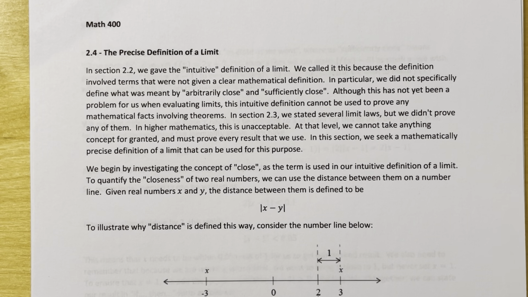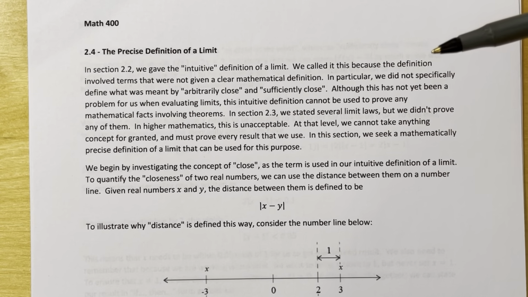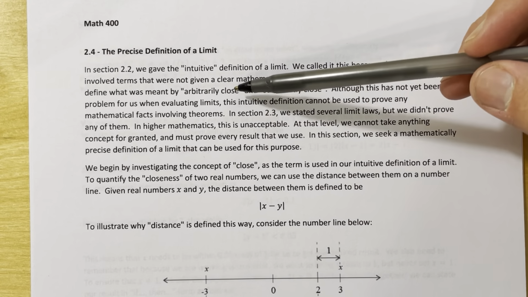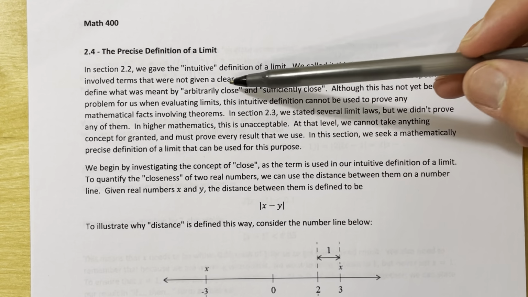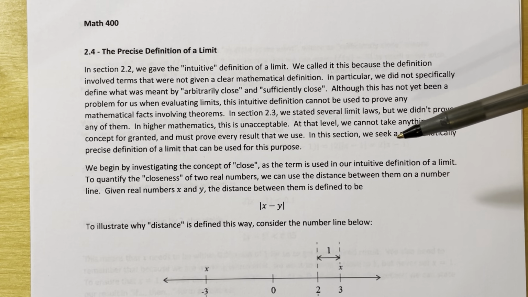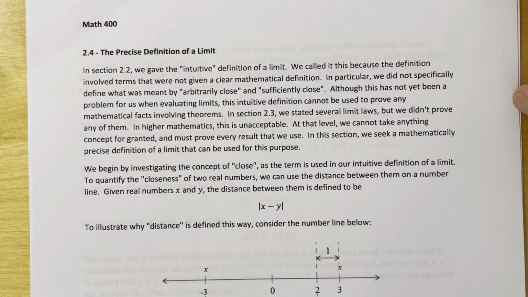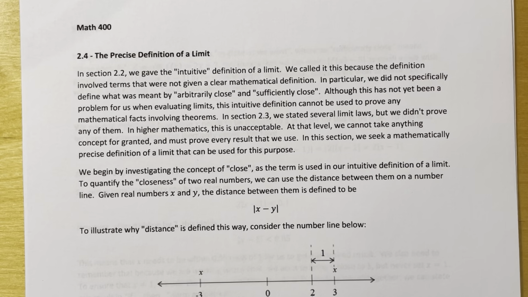Now, the reason we need to do this is because in section 2.2, we gave what we called the intuitive definition of the limit. And the reason for the word intuitive is because it had some vague terms in there. Specifically, we used these terms in that definition: arbitrarily close and sufficiently close. We never gave a mathematical definition about what it means for two numbers to be close. We sort of just relied on the fact that that's an intuitive idea and relatively easy to understand.